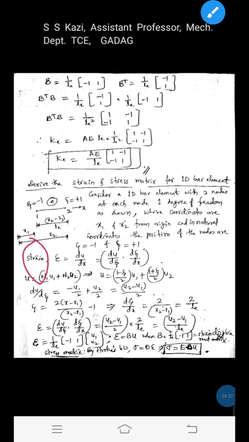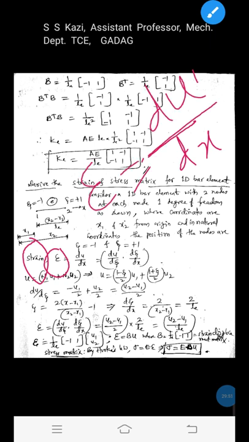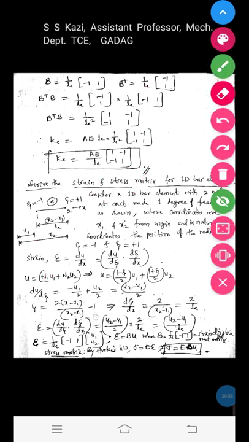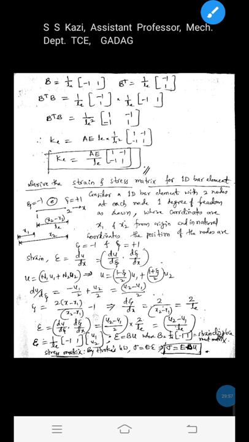Now what do you mean by strain? Strain is nothing but the change in length divided by the original length. If you consider a small section of the element of length dx and the change in displacement, let us say it is du, then the strain is given by the ratio du by dx. So let us write strain is equal to du by dx.